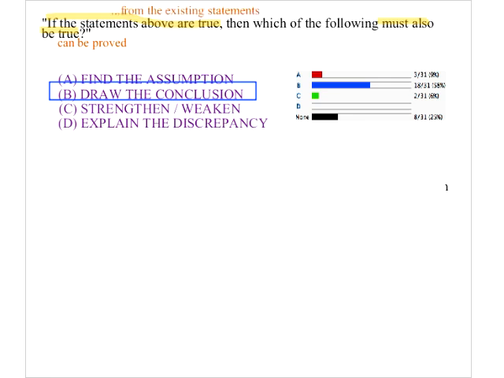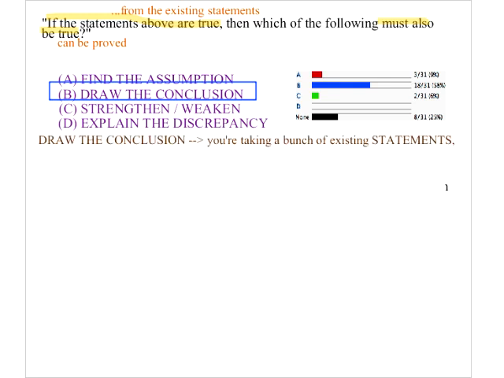This is not an assumption, because assumption is going to mention something about an argument. Okay, let me go ahead and type that. Here's the difference. Draw the conclusion is just you're taking a bunch of existing statements and proving another statement. In fact, when you do draw the conclusion, there's not even usually an argument.